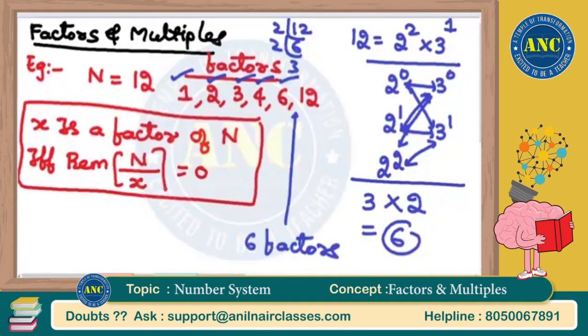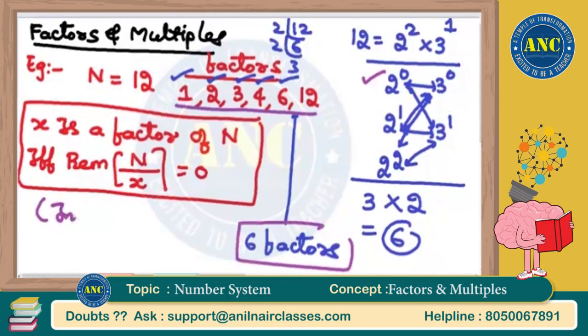Multiply 2 power 0 into 3 power 0, 1 is a factor of 12. 1 into 3, 3 is a factor of 12. 2 into 1, 2 is a factor of 12. 2 into 3, 6 is a factor of 12. 4 ones are 4, a factor of 12. 4 threes are 12. Totally how many are there? 3 plus 3, 6. Totally 6 factors are there. This is an introduction with a simple example.